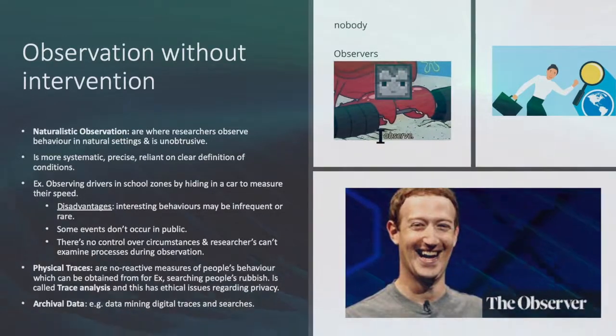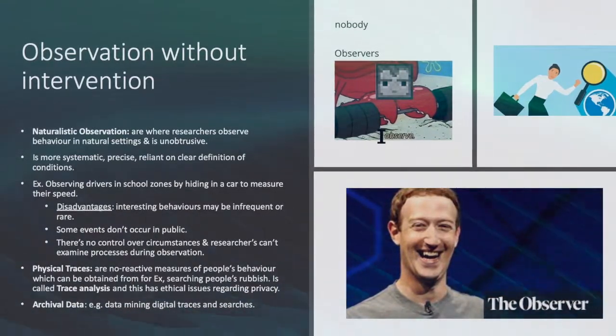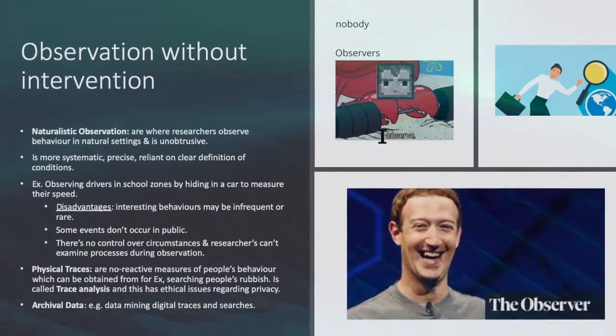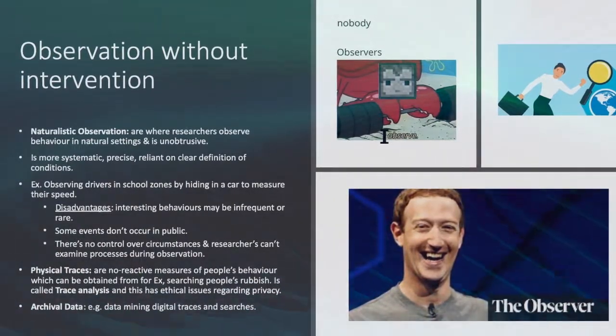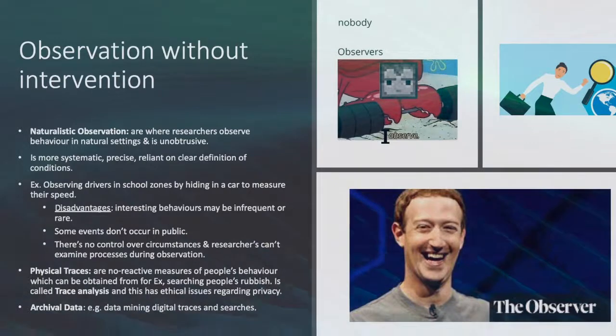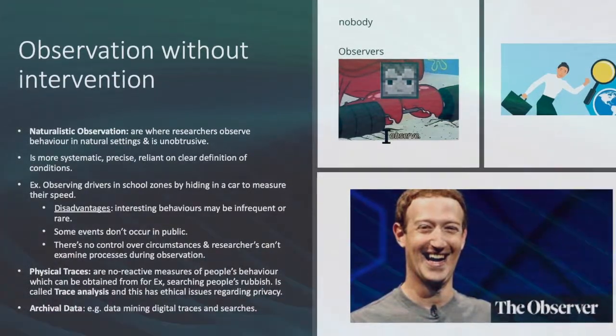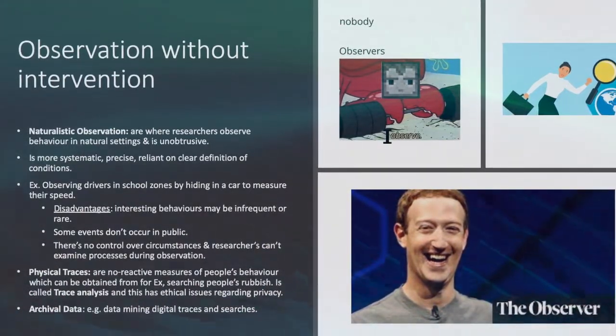Disadvantages of the naturalistic observation include how interesting behaviors may be infrequent or rare, and some events don't occur in public. There's no complete control over the circumstances that happen, and researchers can't examine processes during observation.